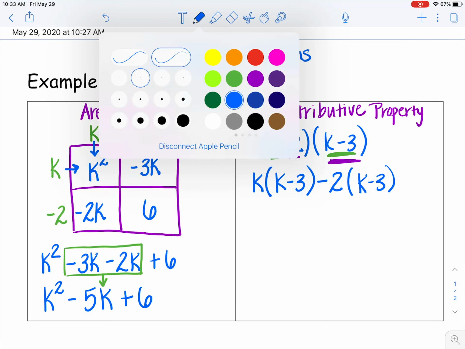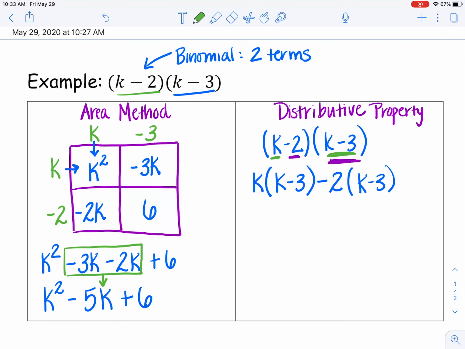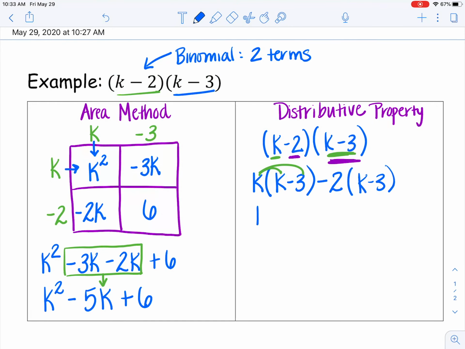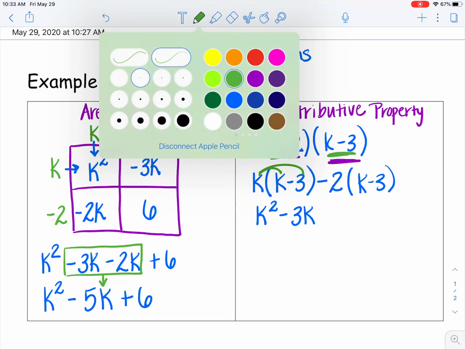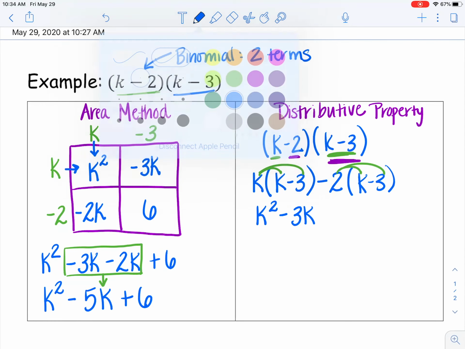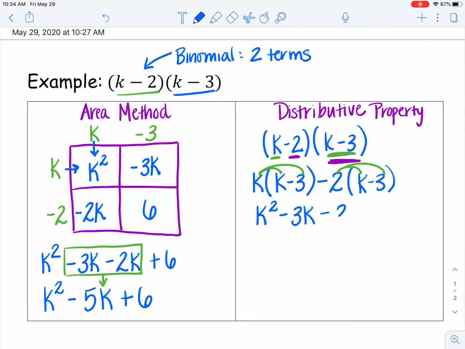Okay? From here, guys, we know what to do. We are really good at using that distributive property. So we're going to distribute. Distribute the k. K times k would give me k squared. K times negative 3 would give me negative 3k. I also need to distribute the negative 2, which would give me negative 2k. And then negative 2 times negative 3 would give me a positive 6.